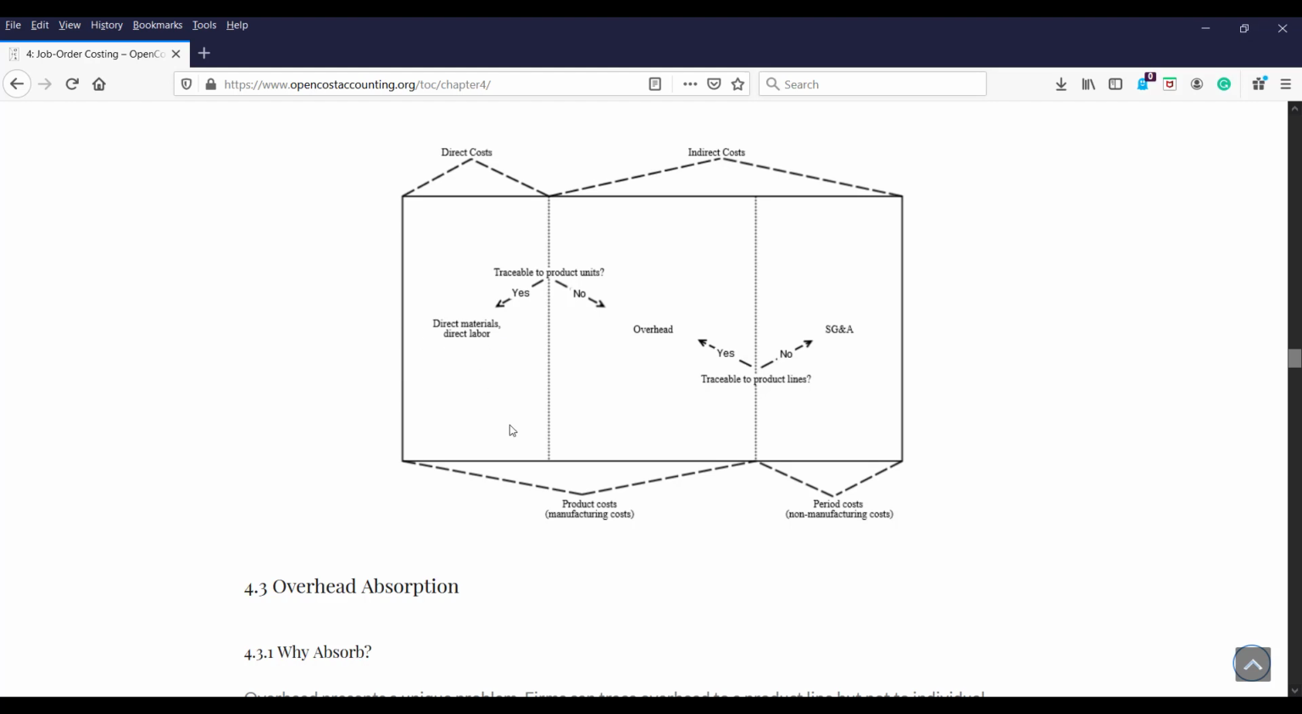Likewise, we have our direct material and labor that is product costs, of course. They are product costs, and they are direct. We can economically and reasonably trace them to individual product units.